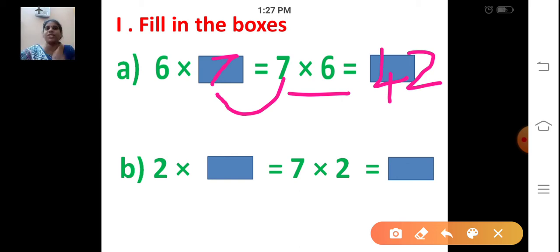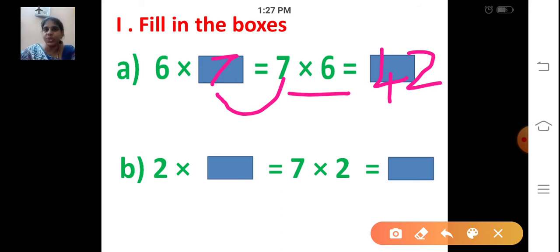Now we'll change the order. 7 into 6, 6 into 7. So write down in the box 7. 6 into 7 is equal to 7 into 6, which is equal to, what is the answer? 6 sevens are 42. Second sum. Just see this. When you change the order also, the answer will be the same. Just keep that in mind.